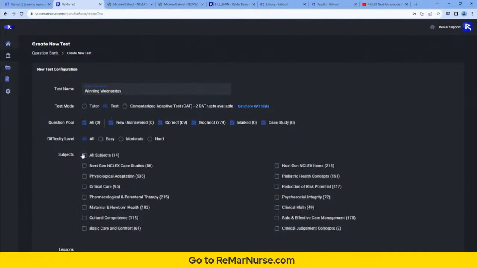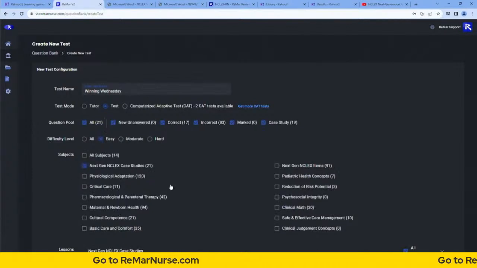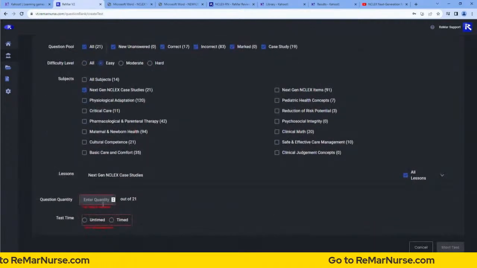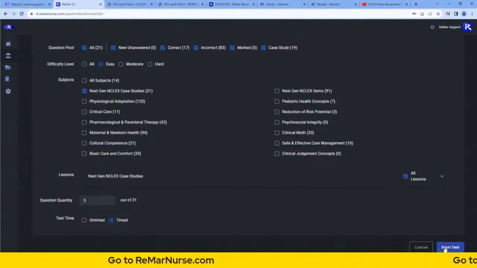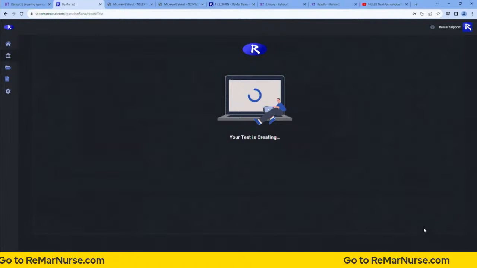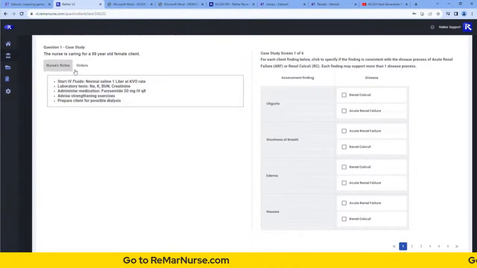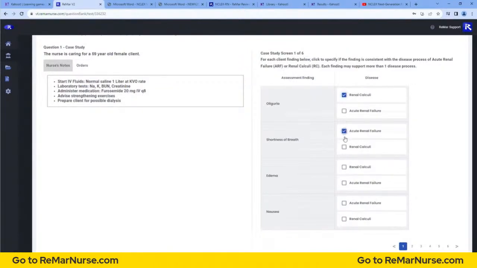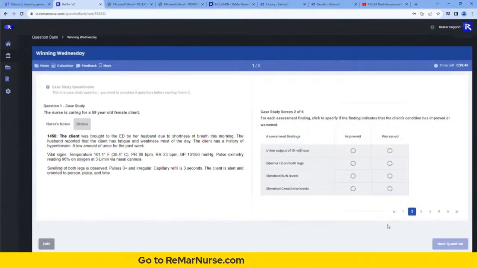Just create a regular test, and then you can choose whether you want it to be easy, let's do easy. You can choose if you want it to be tutored or timed. You can choose if you just want to do next gen case studies. It's all up to you. You can choose how many you want to do from easy, moderate, or hard, timed, untimed. And this is how you create your quizzes in V2. It's very simple. It's very straightforward. And again, it's for you to be prepared for next gen NCLEX. That is the whole goal. And the question bank also is for you to actually practice the critical thinking after you do your content.